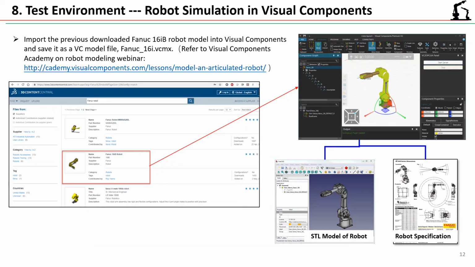So to test the OPC UA communication, I prepared another robot simulation environment in Visual Components, which is commercial software for automation modeling and simulation. So I imported the previously downloaded FANUC 60iB robot model into this VC environment and saved it as a VC model. Then I built this robot model in this VC environment. Then I can manipulate the robot joints in this environment.